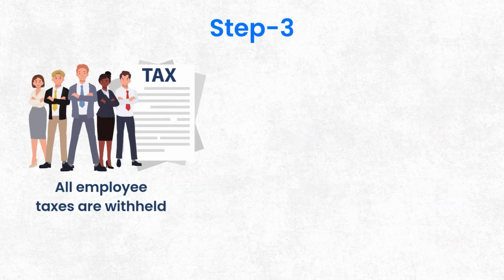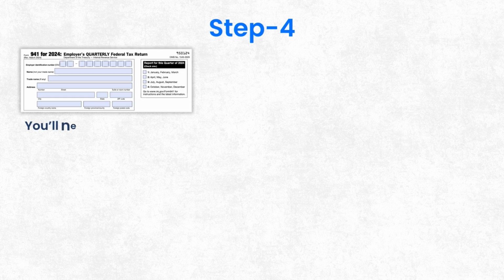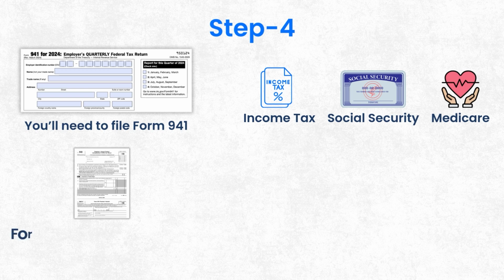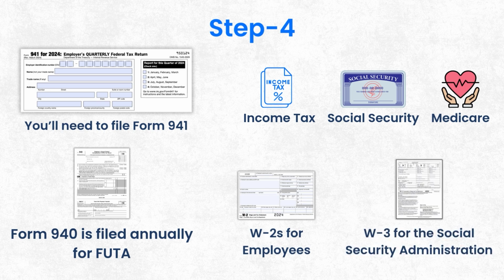Third step is you ensure that all employee taxes are withheld and that the employer's portion, like their share of FICA and FUTA, is also recorded properly. Fourth step is filing. You'll need to file Form 941 quarterly to report income tax, Social Security, and Medicare. Form 940 is filed annually for FUTA. At the end of the year, you'll also prepare W-2s for employees and a W-3 for the Social Security Administration.